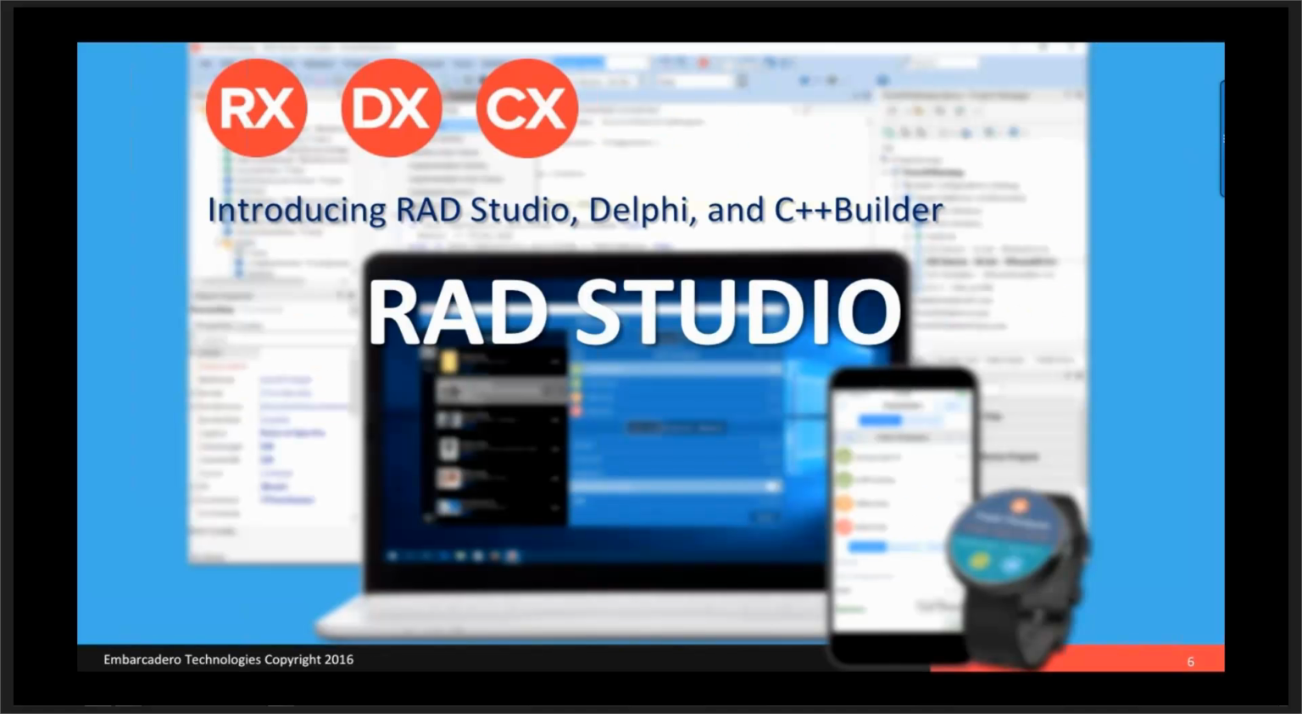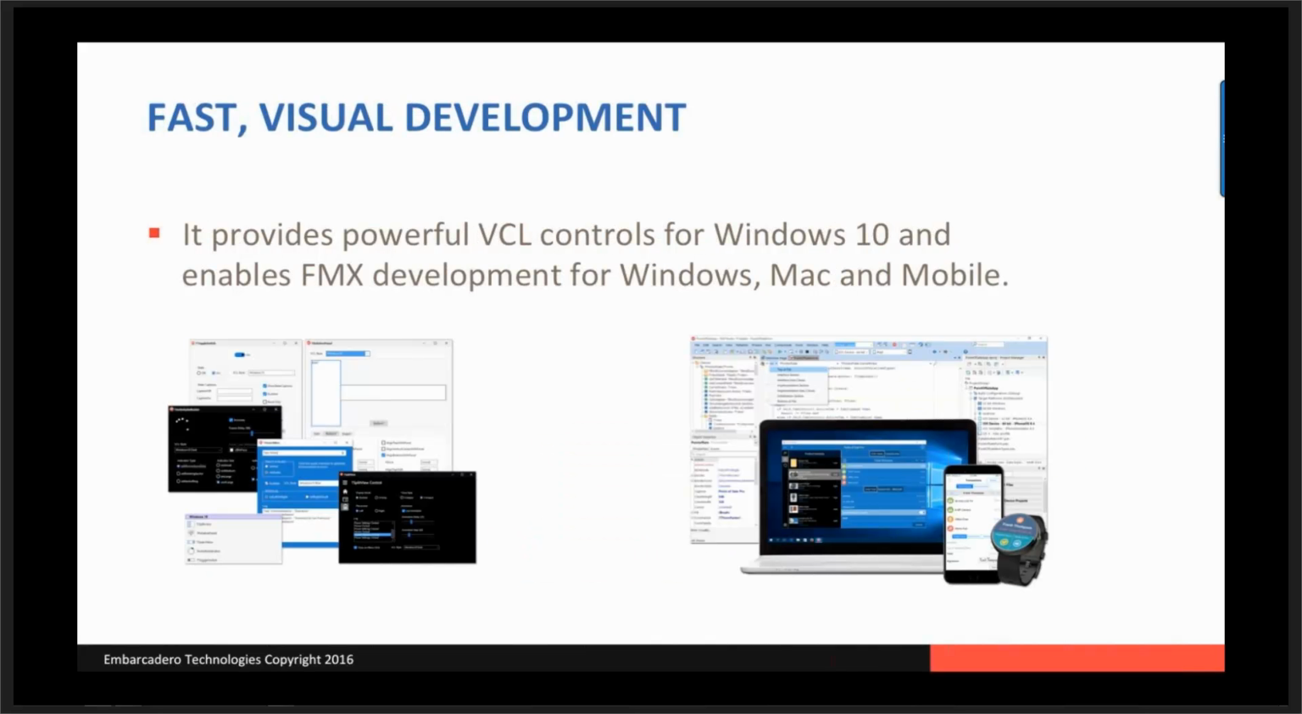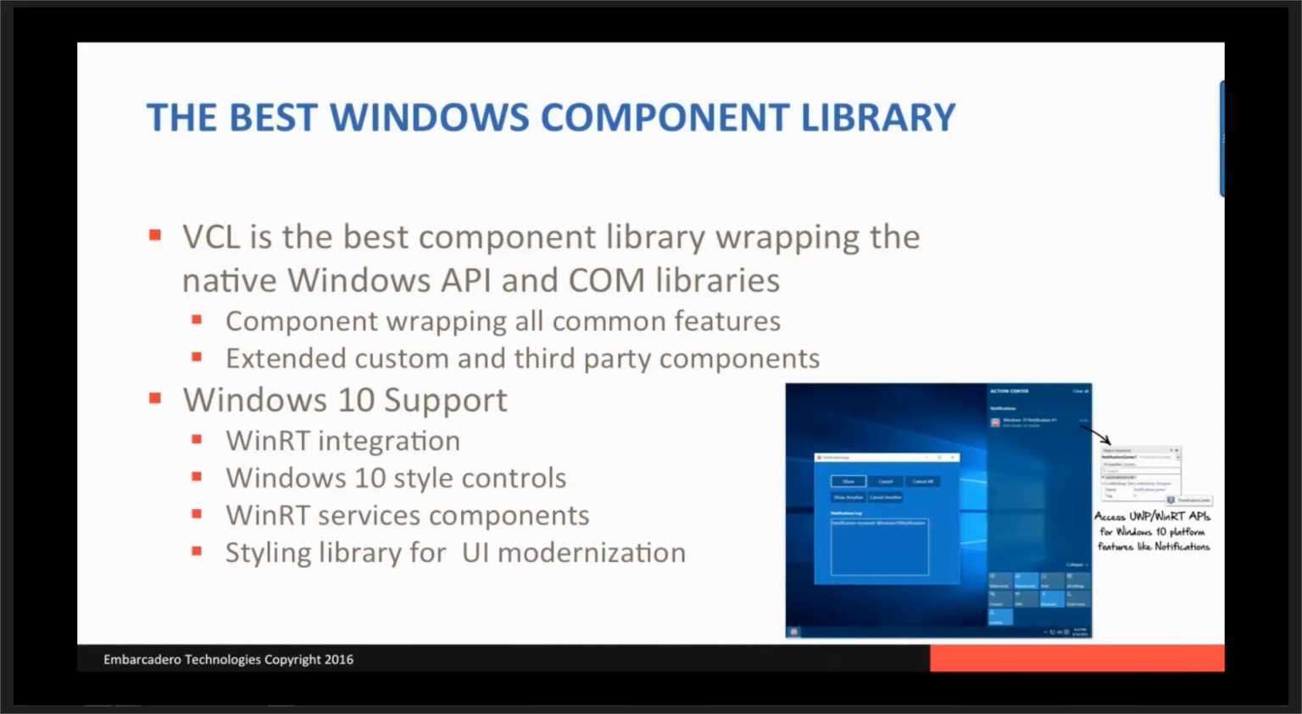Let's now talk about RAD Studio. If you're not already familiar, RAD Studio is the fastest way to develop cross-platform native applications with flexible cloud services and broad Internet of Things, or IoT, connectivity. RAD Studio allows for fast visual development by providing powerful VCL controls for Windows 10 and enabling FMX development for Windows, Mac, and mobile. Embarcadero offers the best Windows component library out there.